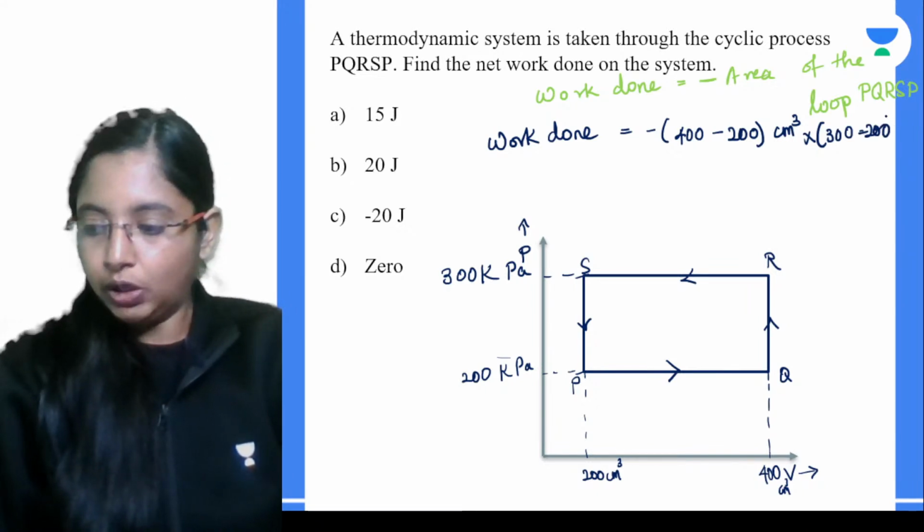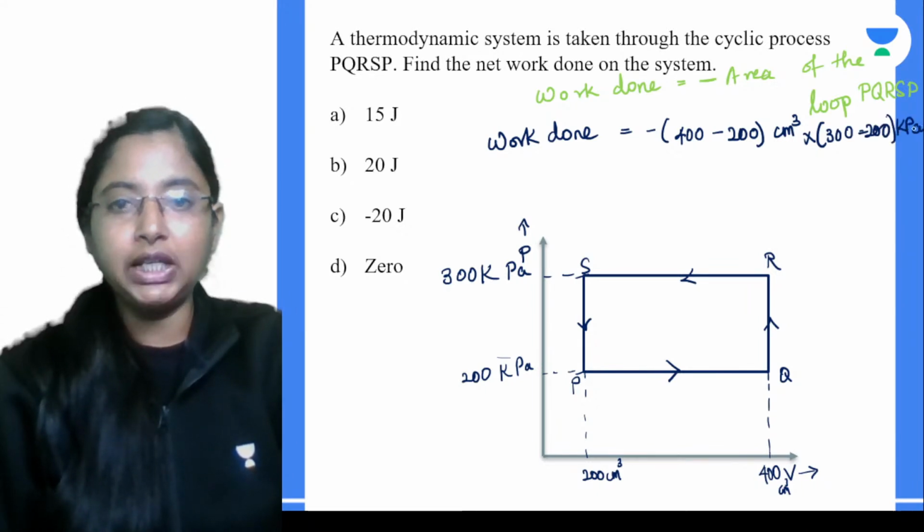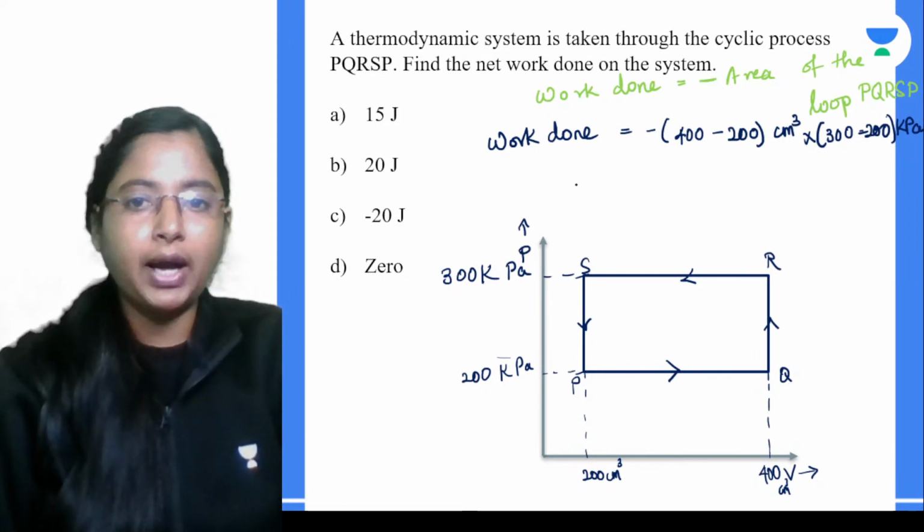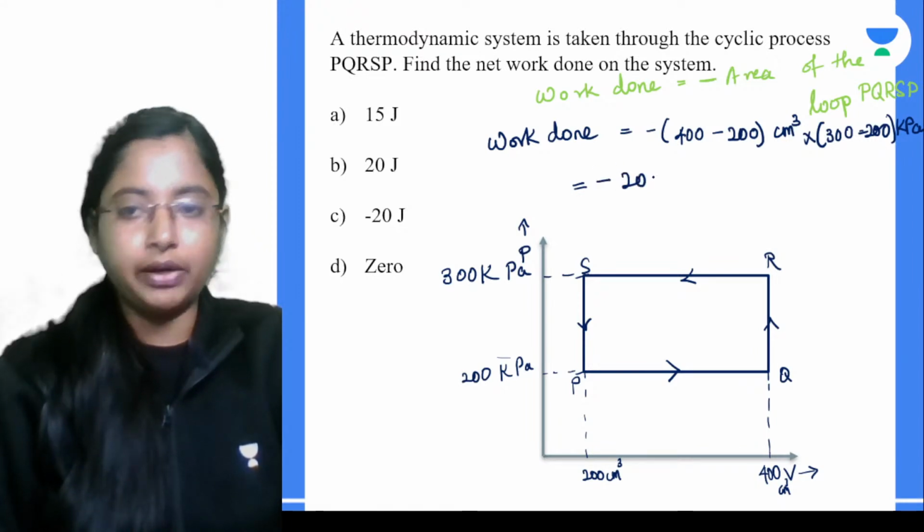Okay, now what is the value? Kilopascal. What do we need the unit as? Joules. So this is why you have to be very careful. You have to convert all the units over here. So this will be minus 200.